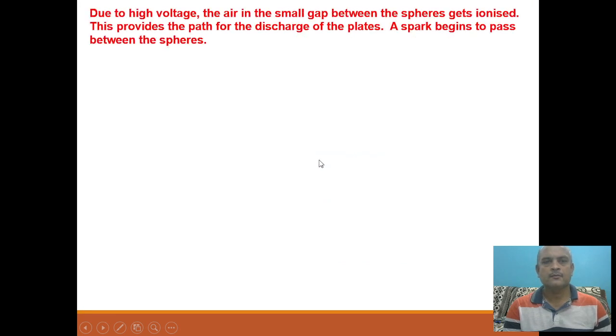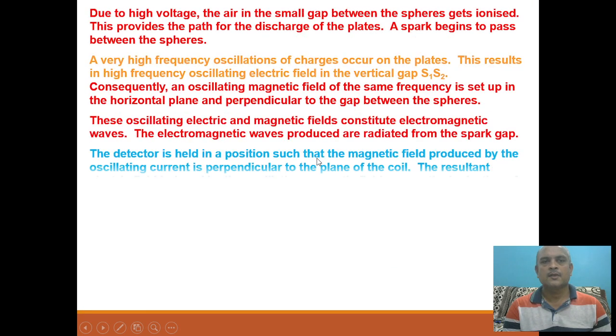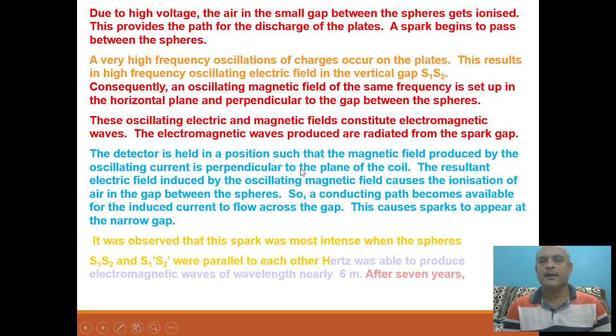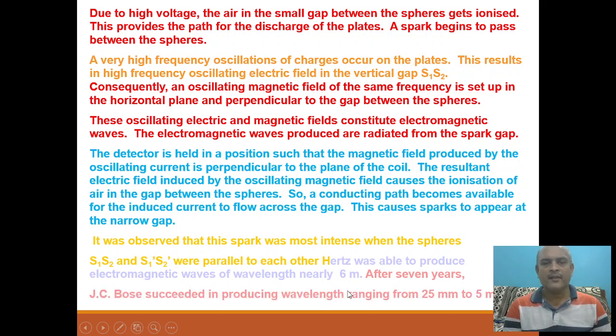So Hertz first showed the transmission of an EM wave of wavelength nearly 6 meters. And after 7 years, J.C. Bose, our Indian scientist, produced wavelengths decreasing from 25 mm to 5 mm.